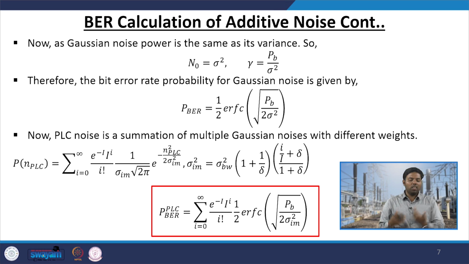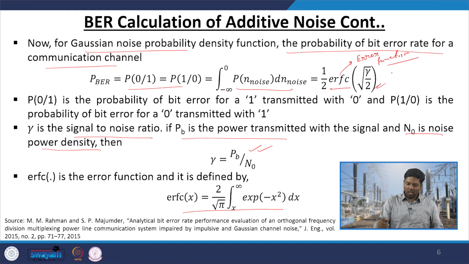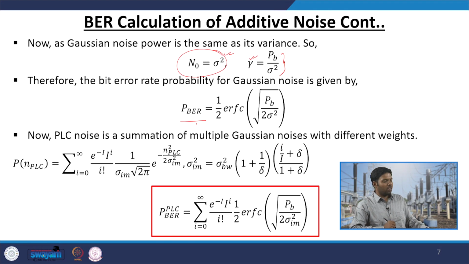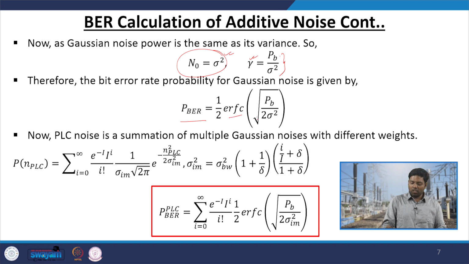Now, we have seen that when the noise is modeled as Gaussian, or a normal distribution noise, at that time the noise power is the same as its variance value, that is theoretically proved. So, your signal to noise ratio is Pb by sigma square. Now, put that value into this equation and you will get your BER, or probability of bit error rate, that is half of the error function of root over of Pb by 2 sigma square.